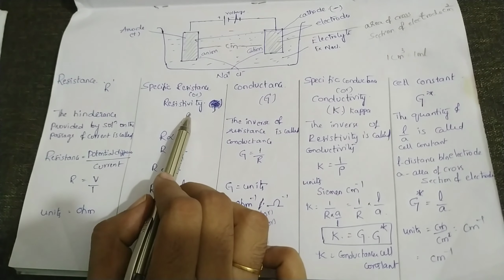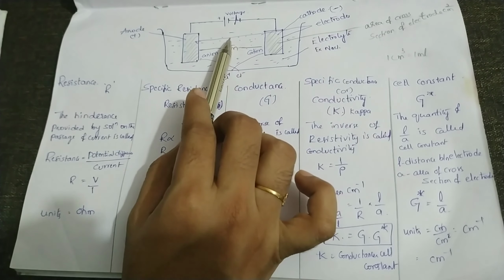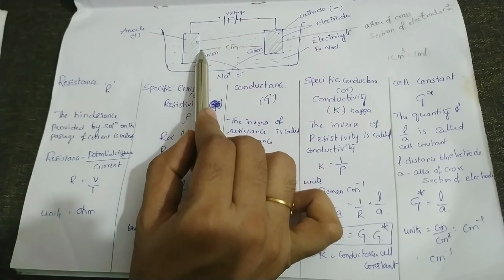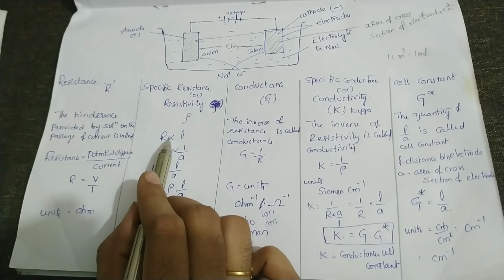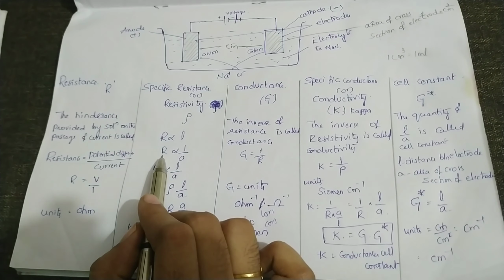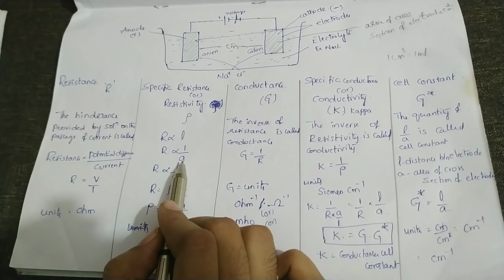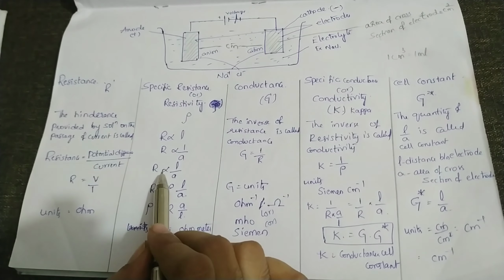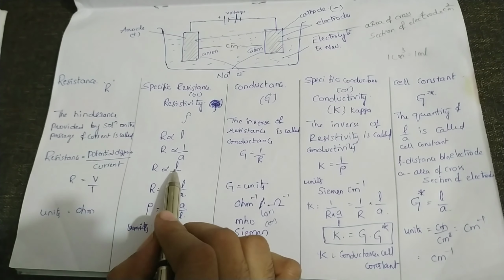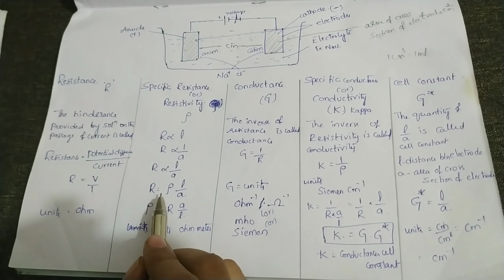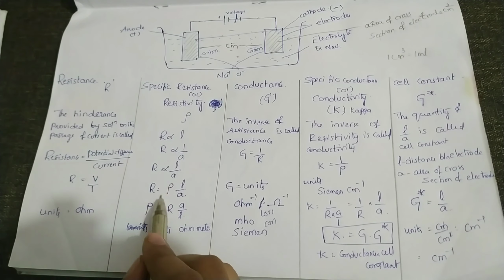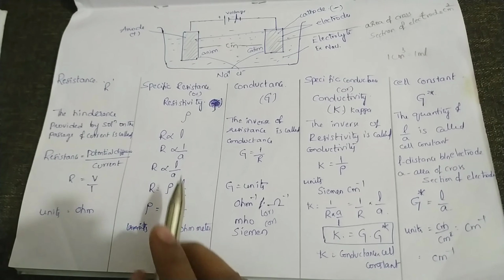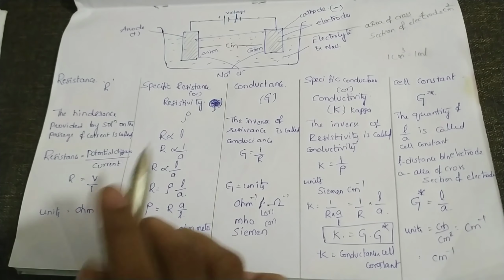Coming to resistivity. Solution resistance depends upon the electrode area of cross section and the distance between the two electrodes. So resistance is directly proportional to L and inversely proportional to A. Combining these two, R is proportional to L by A. Take out this proportionality constant. Now we will write the constant, that is rho. Rho is resistivity. Rho is equal to RA upon L. Units for resistivity is ohm meter.